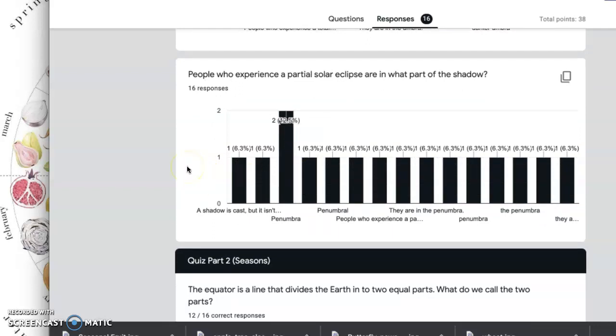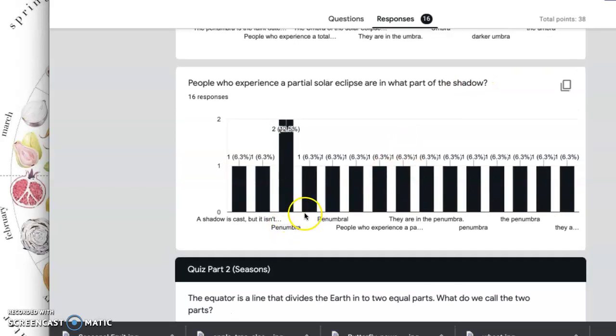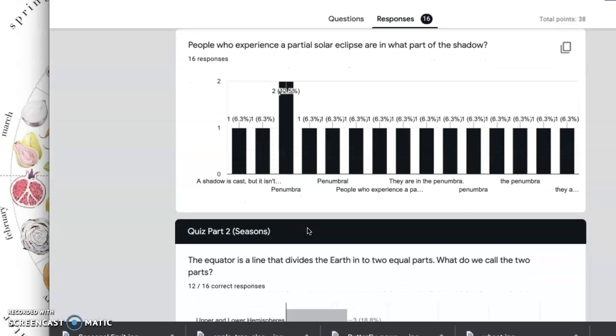Okay, the next question was, people who experience a partial solar eclipse are in what part of the shadow? And that one, similar to the previous one, marked some of them wrong. But as long as you included that it was the penumbra in some part of your response, I marked it as correct.